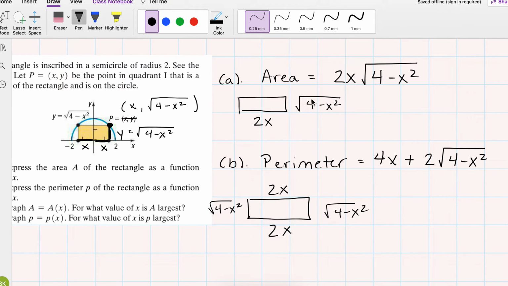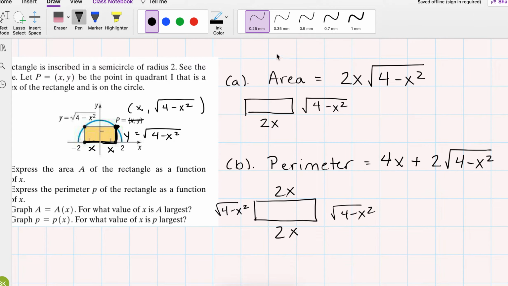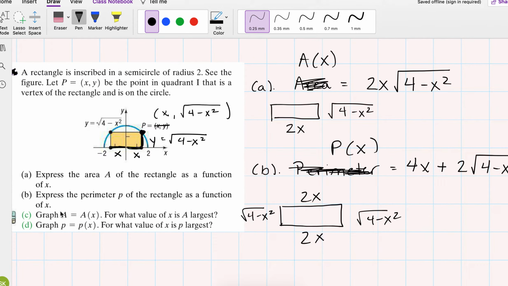So now we came up with an area formula, which we can say A of x, A for area. So the area is in terms of x. You see that's the only variable. So let me scratch this. And this perimeter we can say is P of x, P for perimeter. Just renaming this formula. And we came up with two equations that are in terms of just x, exactly what we wanted for parts A and B.